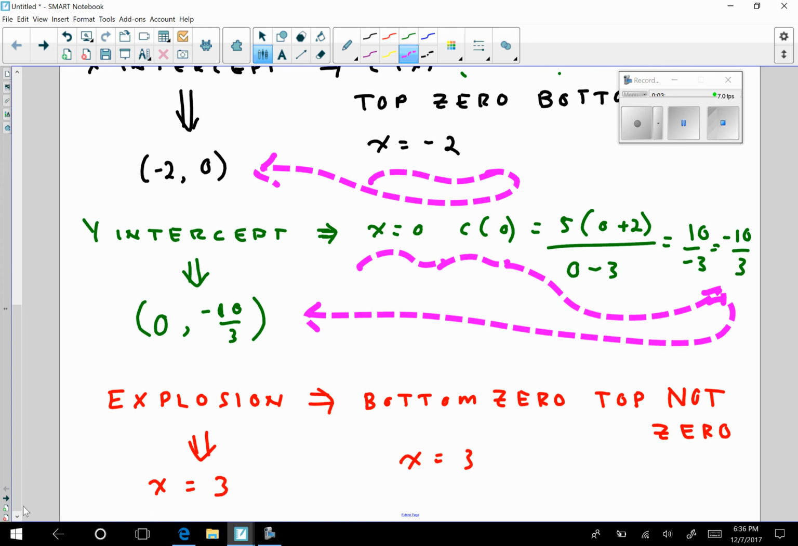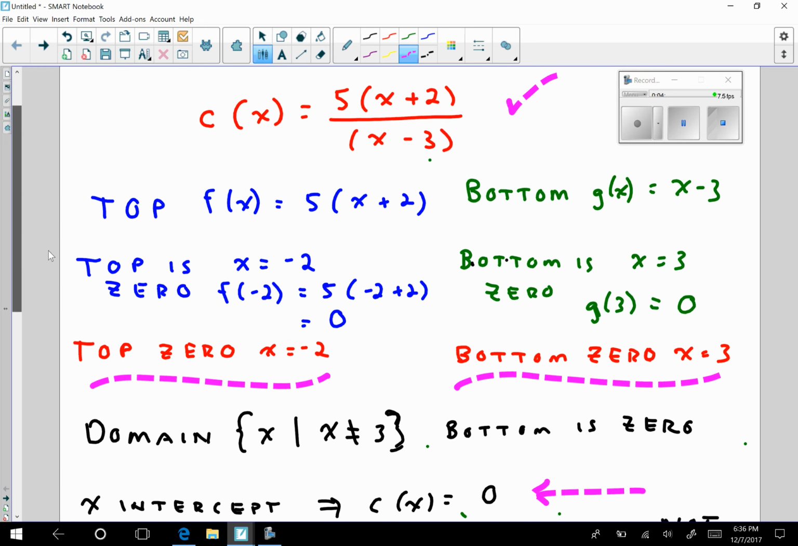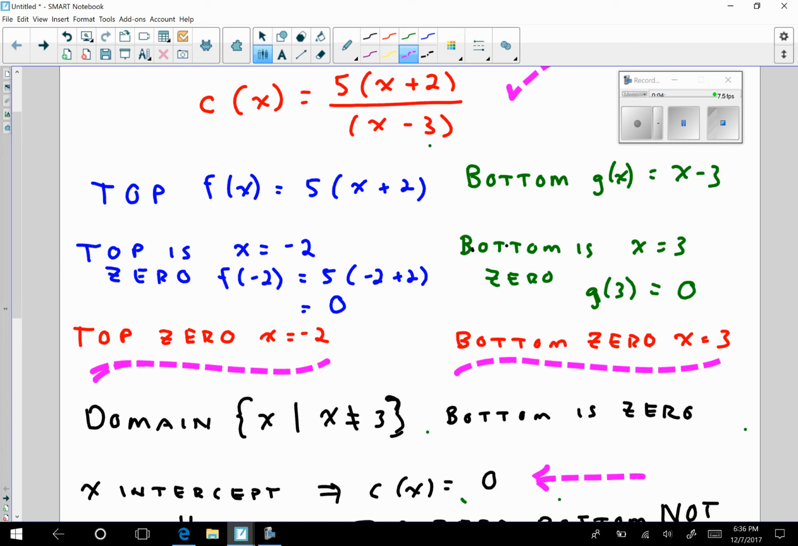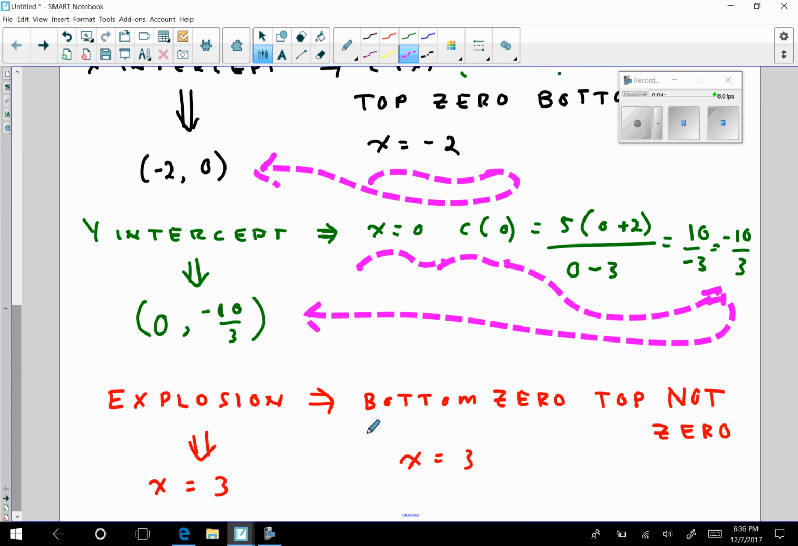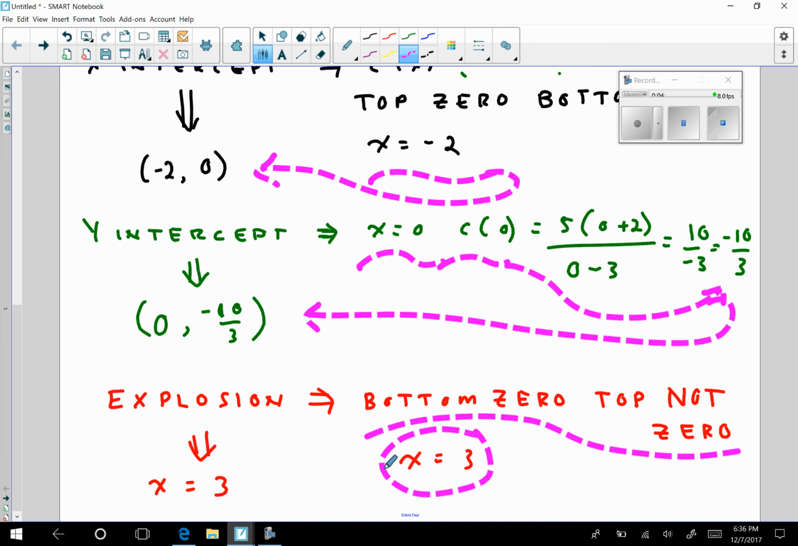Next thing I'm going to do, again, I'm going to use this valuable information about when the top is 0 and when the bottom is 0. Essential information. So I'm going to come down here and I want to know explosions. By my definition, explosions happen when the bottom is 0 and the top is not. The only place the bottom is 0 and the top is not is at x equals 3. That tells me there is an explosion at 3.